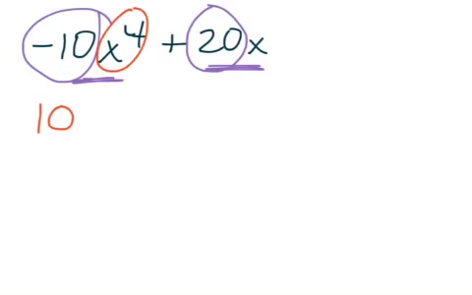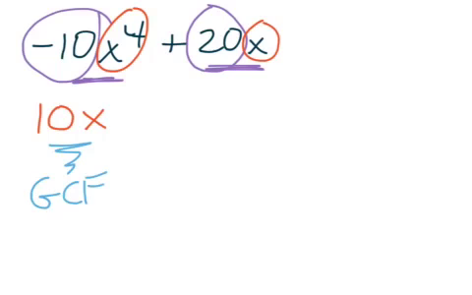Now let's look at the x to the 4th and x. Does everybody agree both of them have an x? So 10x right here is what we call our GCF. Finishing the problem, since I know my GCF is 10x, now I'm basically going to divide into each of the pieces. I'm basically doing distributive property backwards.